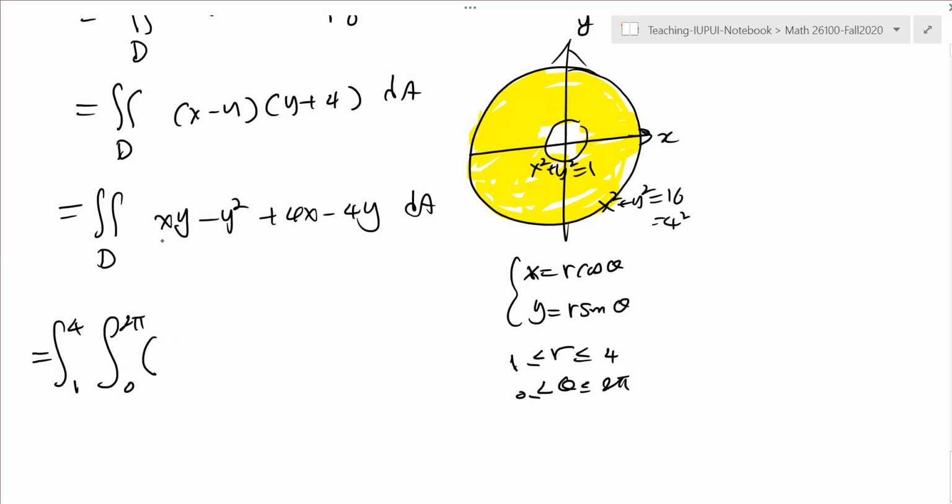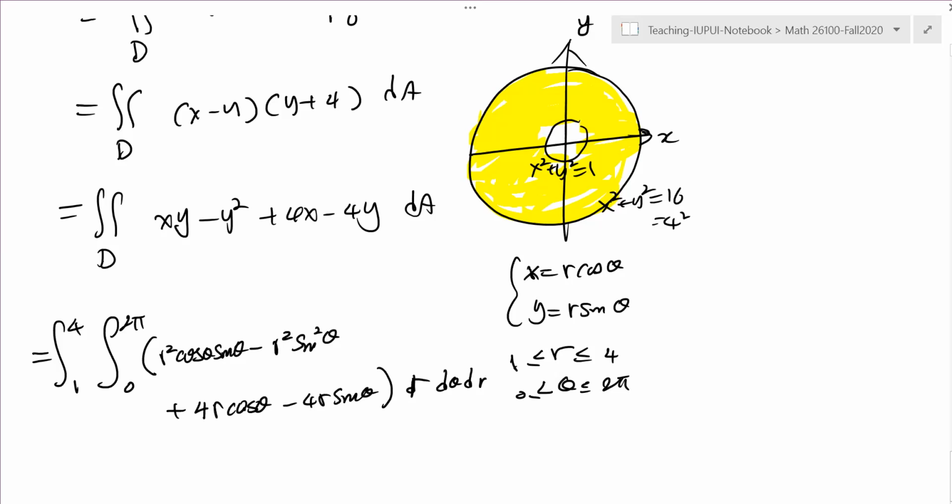And x times y is r squared cosine theta sine theta minus r squared sine squared theta, and plus 4r cosine theta minus 4r sine theta, and r d theta dr.